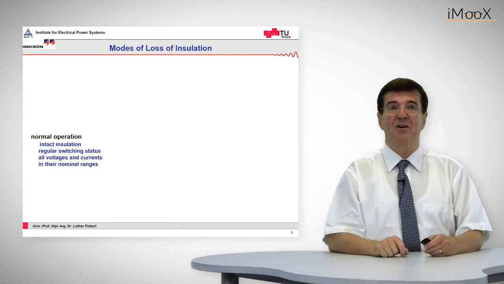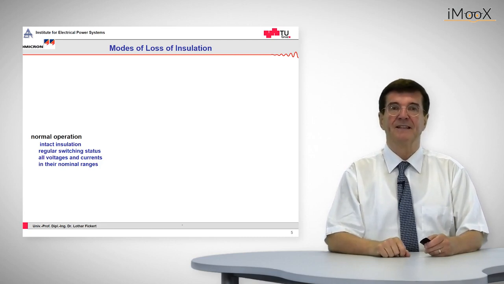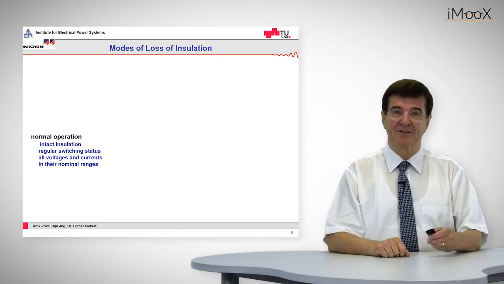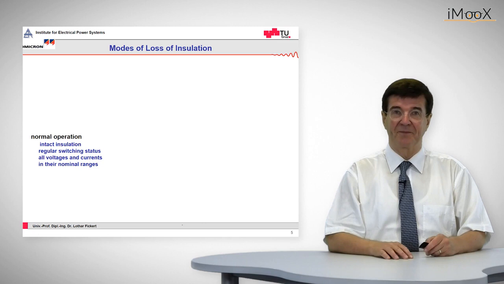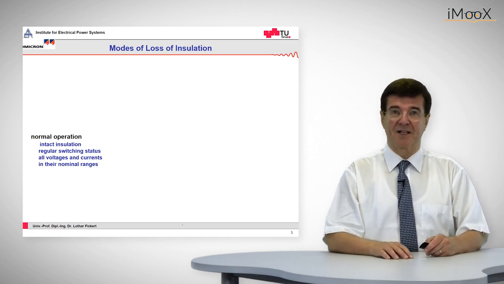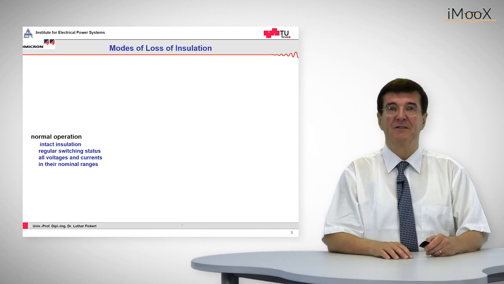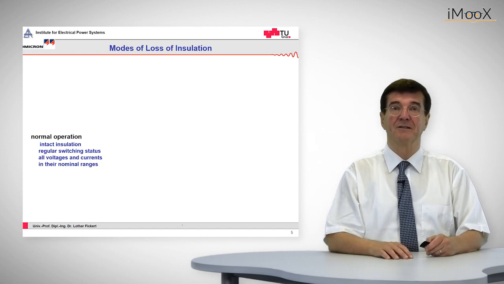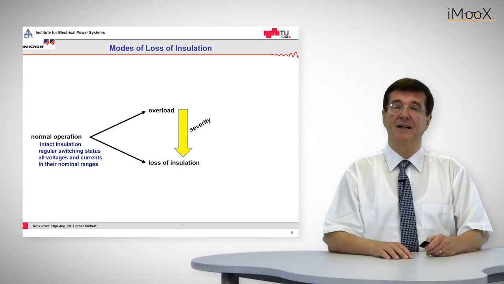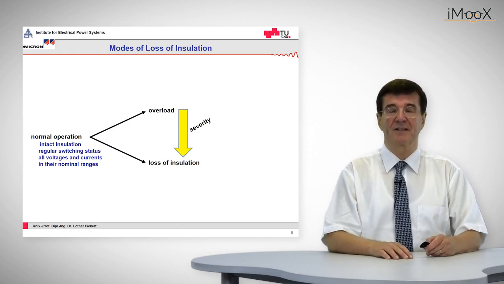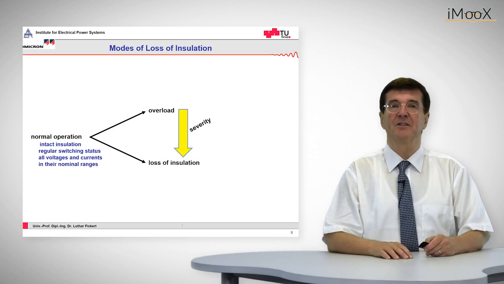The second feature of a normal operation network is that all switches, that means the circuit breakers and isolators, are in their wanted and regular position. And the last one is that voltages and currents are within their nominal voltage range or below the nominal current of a transportation means of electricity. So when these current-wise conditions are violated, then we speak either of overload or, in case of loss of insulation, of short circuits.